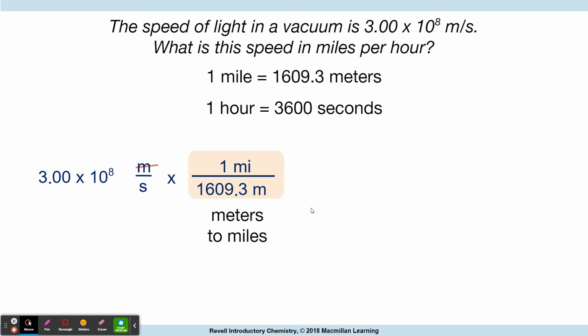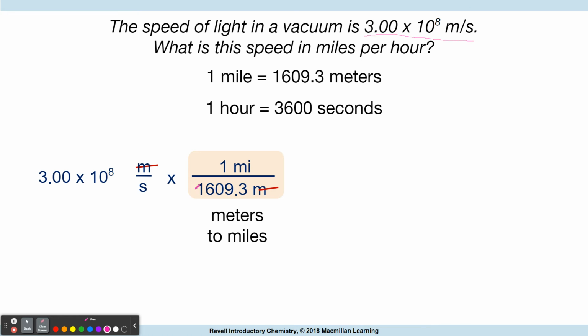Here's another example. I'll just give you a whole bunch of examples. The speed of light in a vacuum is 3.0 times 10 to the 8 meters per second. What is the speed in miles per hour? It's the same concept. You just have to look at each unit separately. So you start off with your given. Once again, here's my given.